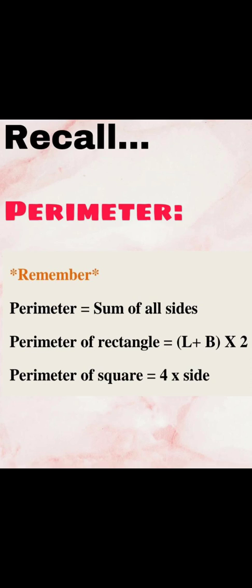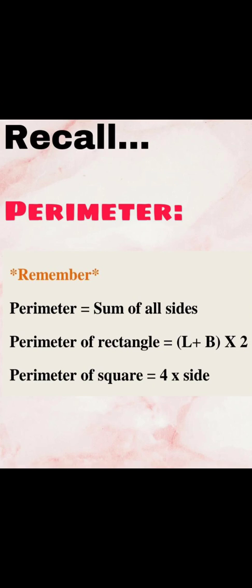Let's recall the formula of perimeter. We have already done it last week. If we have to find the perimeter of some irregular figure or of triangles, we have to use the sum of all sides. Perimeter of a rectangle is length plus breadth multiplied by 2. Perimeter of a square is 4 multiplied by side.